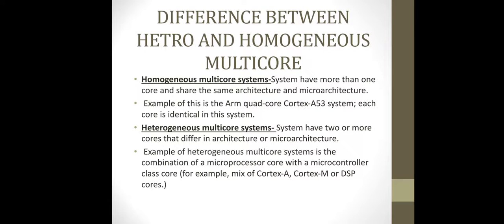The main difference between heterogeneous and homogeneous multi-core is that in heterogeneous, the system has two or more cores that differ in architecture or microarchitecture. In a homogeneous multi-core system, there is more than one core and they share the same architecture and microarchitecture.